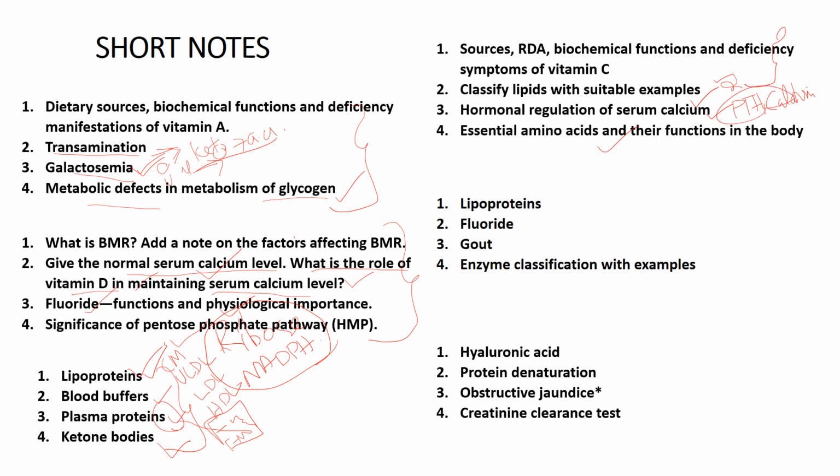With the metabolic pathway, and then essential amino acids and their function in the body. Essential amino acids, you can write a set of things so you can easily remember this: methionine, isoleucine, lysine, leucine, phenylalanine, histidine, tyrosine, tryptophan, valine. So you can remember this and can write the functions in the body.